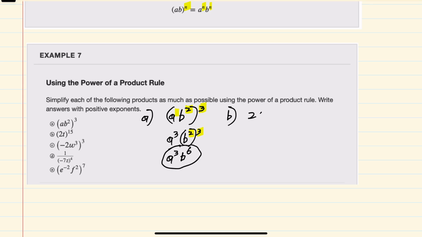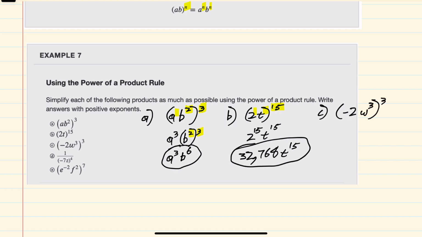For b, we have 2t raised to the 15th power. Our power of a product rule means we have to apply the 15 to both values inside. So 2 is raised to the 15th and t is raised to the 15th. And from here we can evaluate 2 to the 15th to get 32,768, and the t to the 15th is in its simplest form.